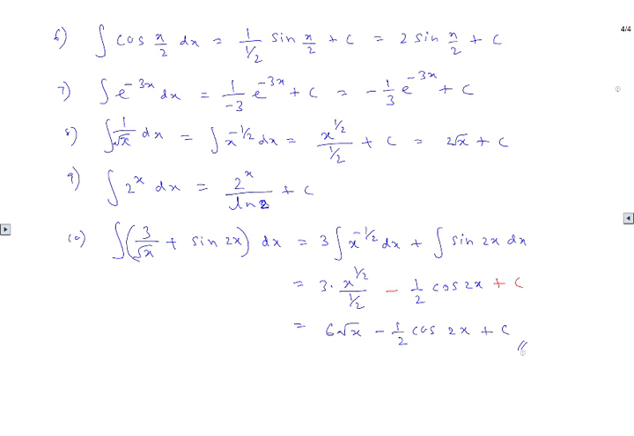Let's do maybe one last problem. So how about this, number 11? A little bit more.